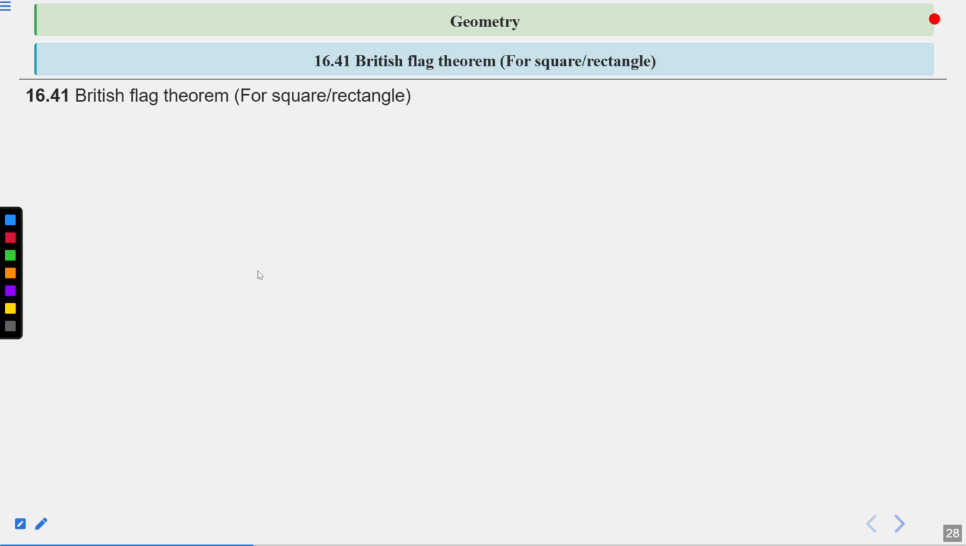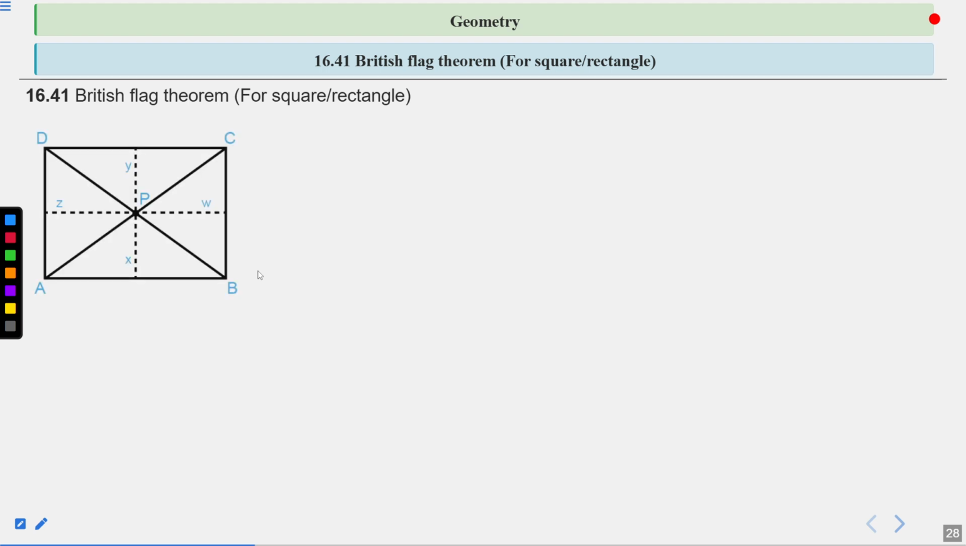British flag theorem for square and rectangle. This is the diagram of the British flag theorem for a square or rectangle. Note that AC and BD are not diagonals in this diagram. P is any point inside the square or rectangle. So we can say that PA square plus PC square equals PB square plus PD square.